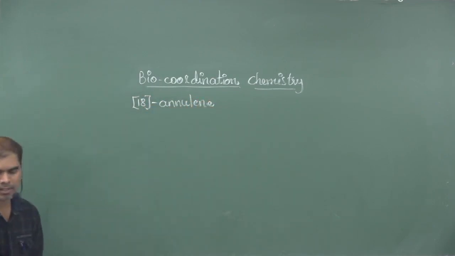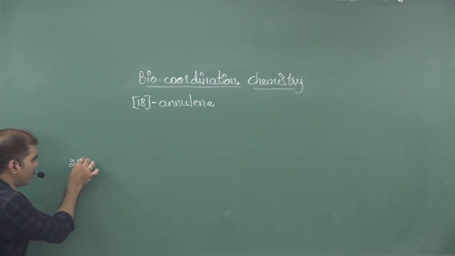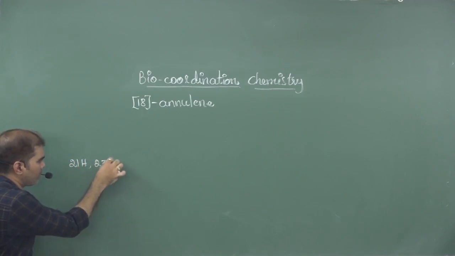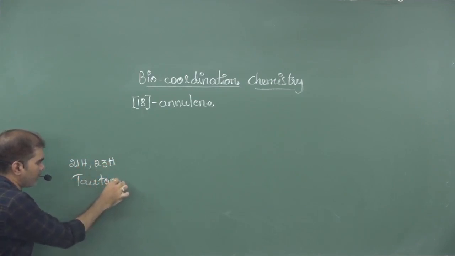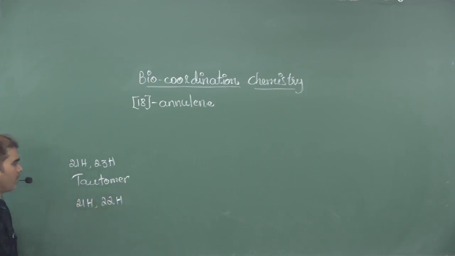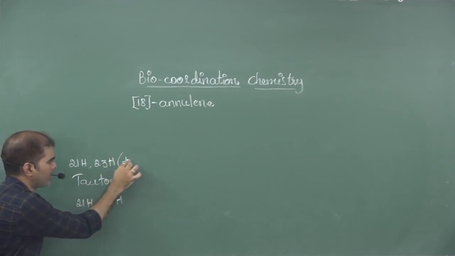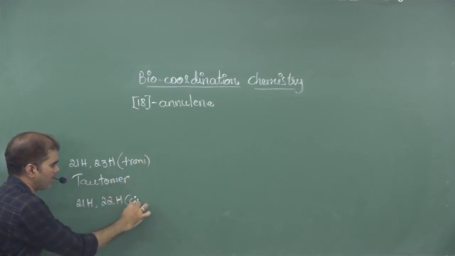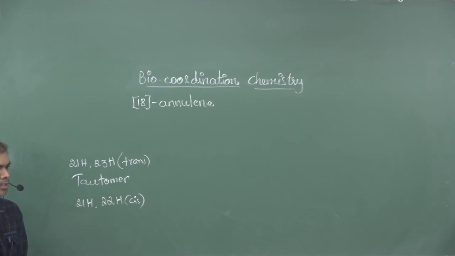Porphyrin resembles 18 annulene. Next, the 21H 23H tautomer is more stable than the 21H 22H tautomer. 21, 23 is trans. This is cis.